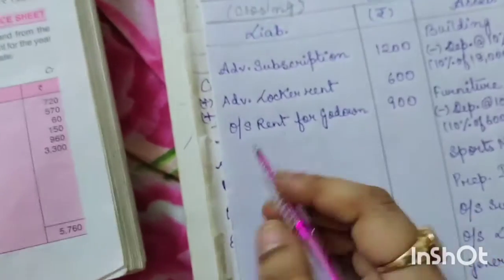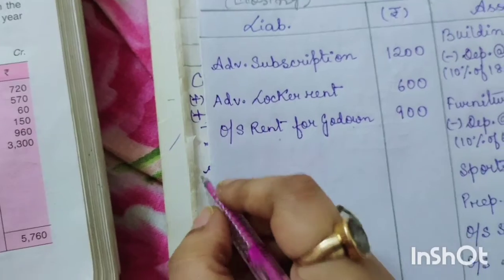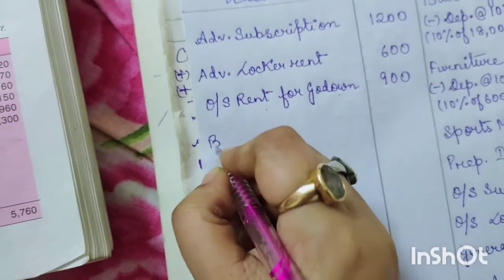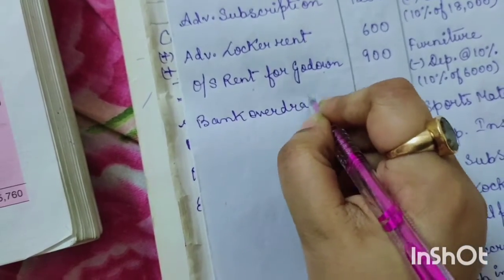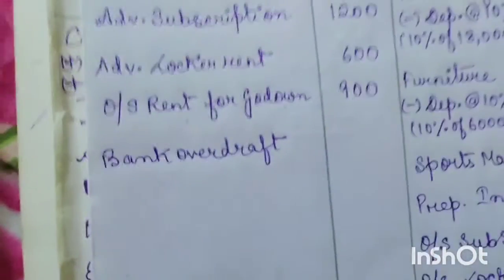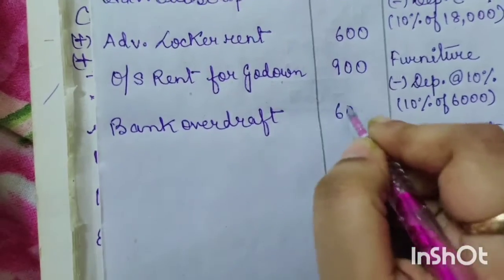So for bank overdraft, we don't have an opening balance, so we are recording it in the closing balance. Bank overdraft, the closing balance is 600.